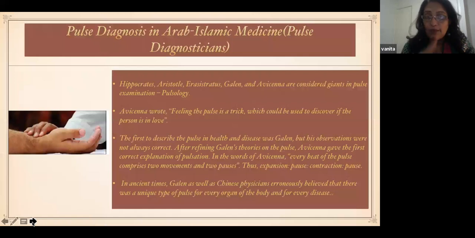In ancient times, Galen, as well as the Chinese physicians, enormously held that there was a unique type of pulse for every organ of the body and for every disease. The Chinese started talking about the meridians according to acupuncture. When we talk about acupuncture, we talk about marmas or marma sthan in Ayurveda. This is also called a science of life, because our life is based on the heartbeat and on the pulse beat.